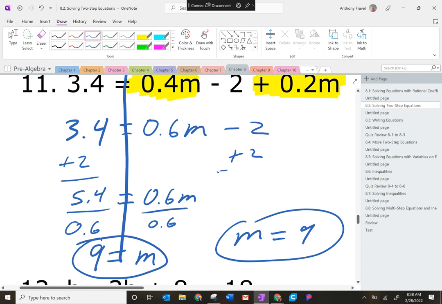And if you ever doubt yourself, if you wanted to plug in 9 to both of these parts, and just plug it back in to make sure, it'll add up to equal 3.4. Or it should add up to equal 3.4. If it doesn't, we did something wrong.